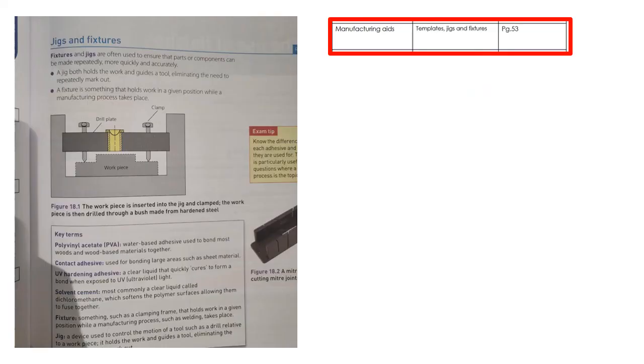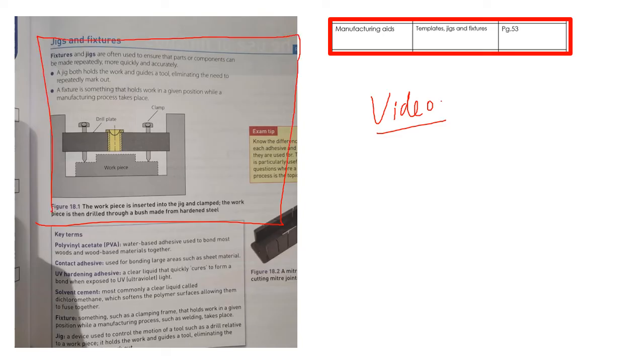Jigs and fixtures. I'm going to make a video about this. If you look at the rapid prototyping video, I do touch on jigs and fixtures. It's literally just this little bit here in the book, which is not the most helpful. So I'm going to do a little bit about manufacturing aids, specifically about jigs and fixtures, and I'll do a video to help you out with this one.